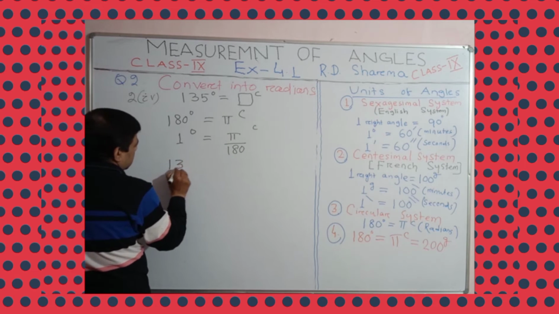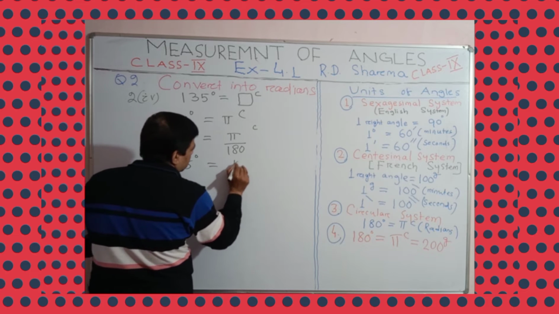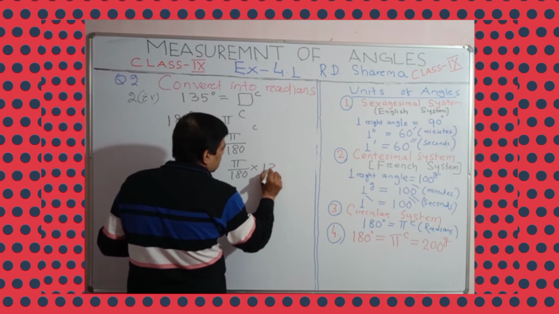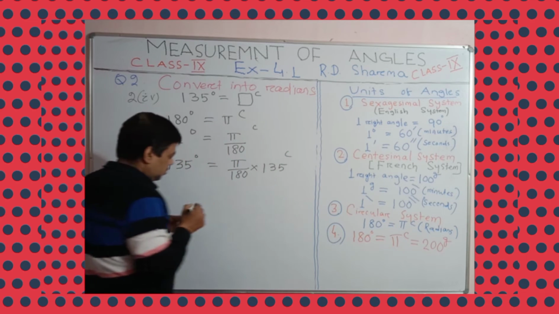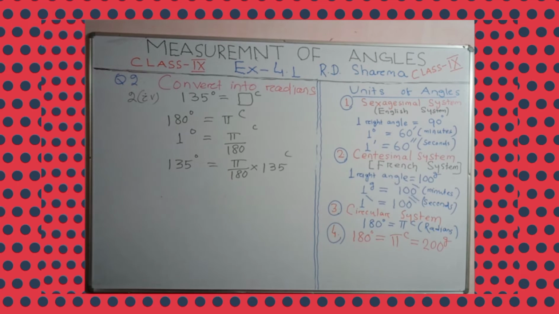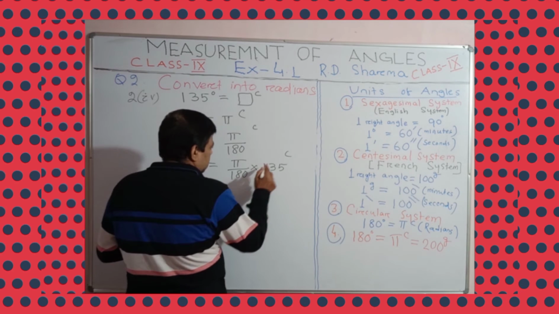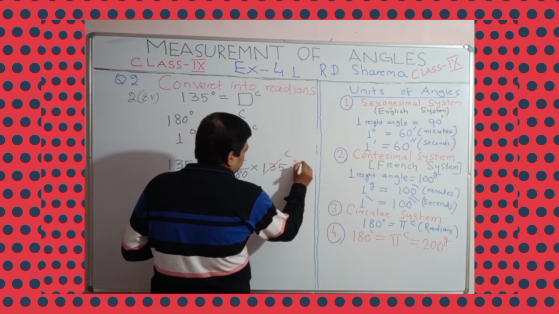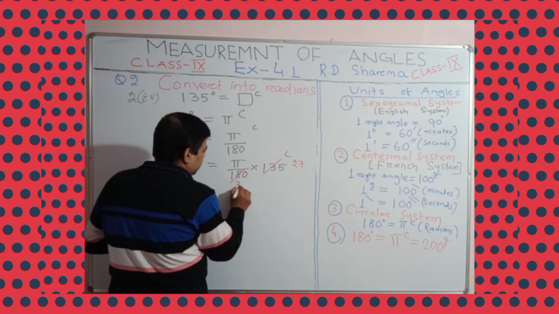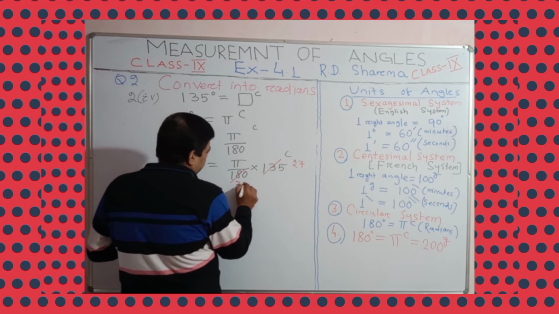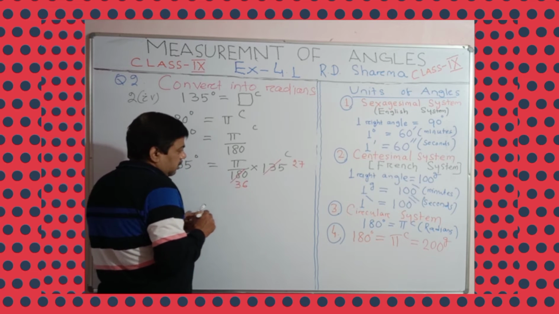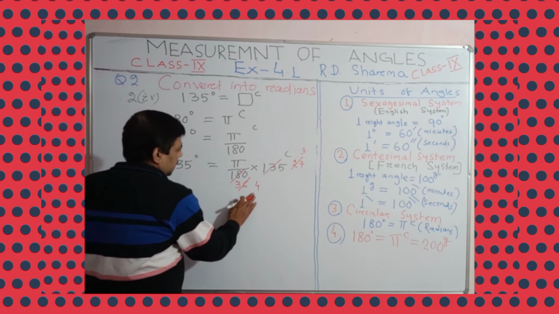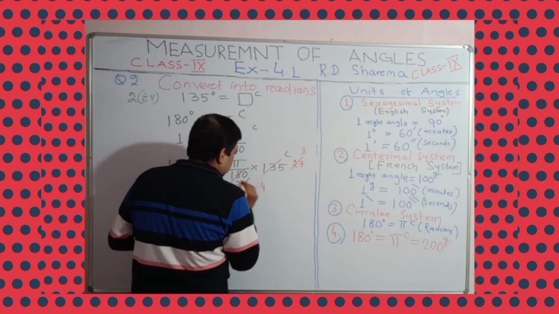Then 135 degree is pi upon 180 into 135 radian. So we can cancel here. Can you cancel by 5? 5 2 is 10, 5 7 is 35. Again, 5 3 is 15, 3 30, 5 6 is 30. Again you can cancel: 9 3 is 27, 9 4 is 36.